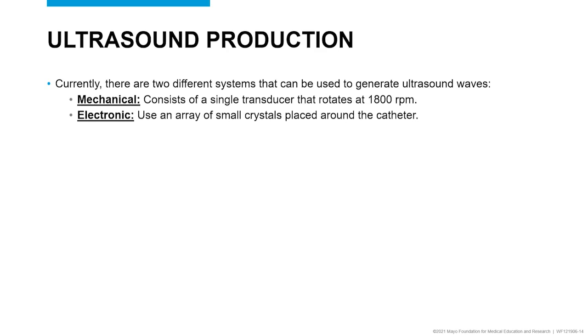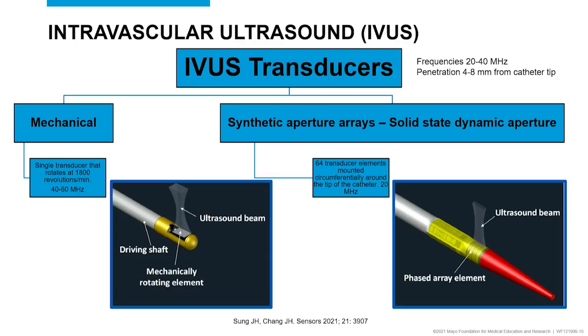With respect to coronary IVUS catheters, there are 2 different types. These are the types of transducers that are available. One type is the mechanical transducer, which is a single transducer that is rotational. It rotates at 1800 RPM, and it gives you a frequency of 40 to 60 megahertz. The other type is a phased array system, which is stationary. There are 64 transducer elements on this, and it will typically give you a lower frequency of 20 megahertz.